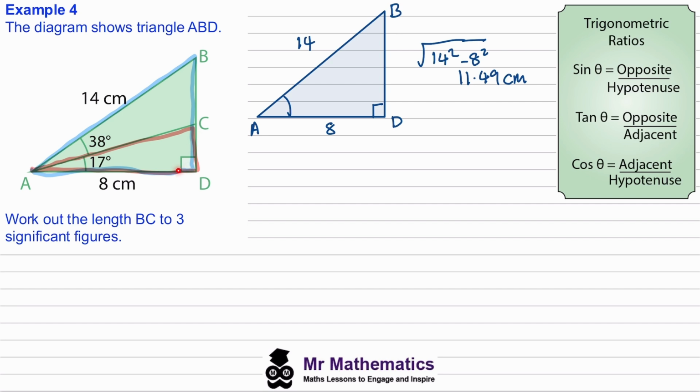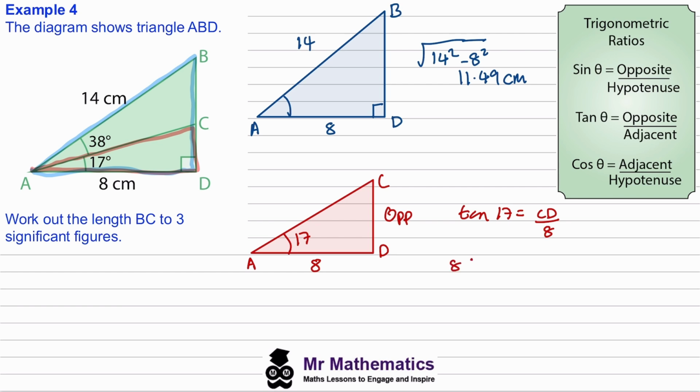And then for the red triangle, we have an angle of 17 degrees, and we don't know C to D. So now we have to use trigonometry because we don't know either of the other lengths. So we want to work out the opposite side, and we have the adjacent side. So we're going to use tan. So the tan of 17 will be the opposite divided by the adjacent. If we move the 8 to the other side, we'll get 8 tan 17. And we can work this out and we get 2.45.